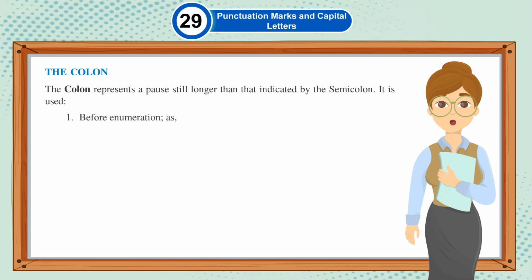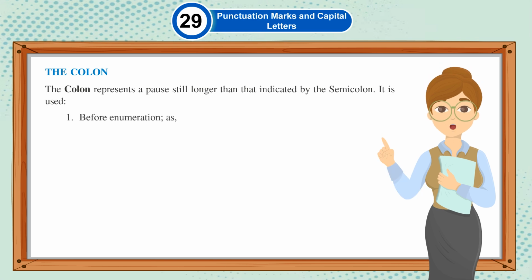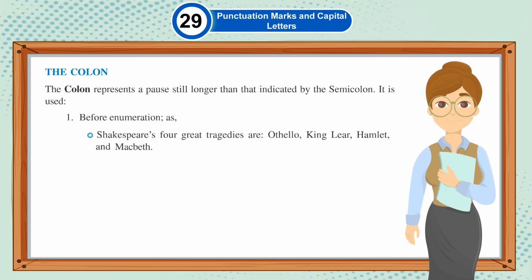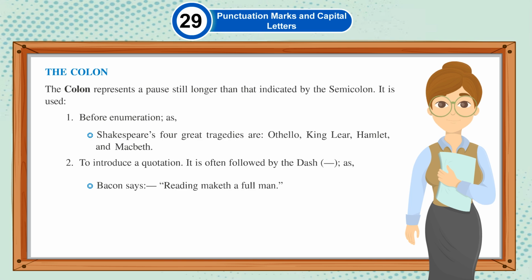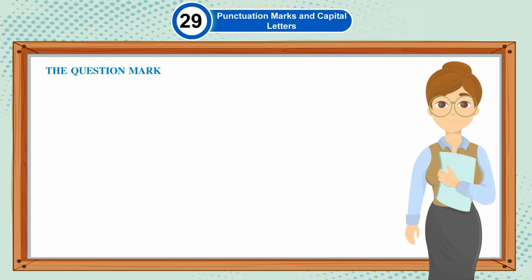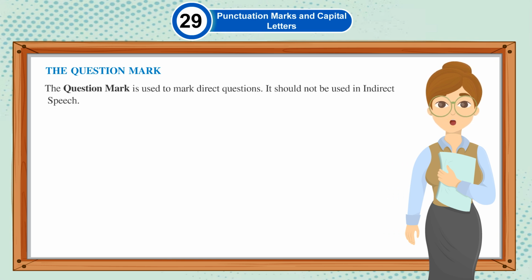The colon. The colon represents a pause still longer than that indicated by the semicolon. It is used before enumeration, as: Shakespeare's four great tragedies are: Othello, King Lear, Hamlet, and Macbeth. To introduce a quotation, it is often followed by the dash, as: Bacon says:— "Reading maketh a full man." The question mark. The question mark is used to mark direct questions.